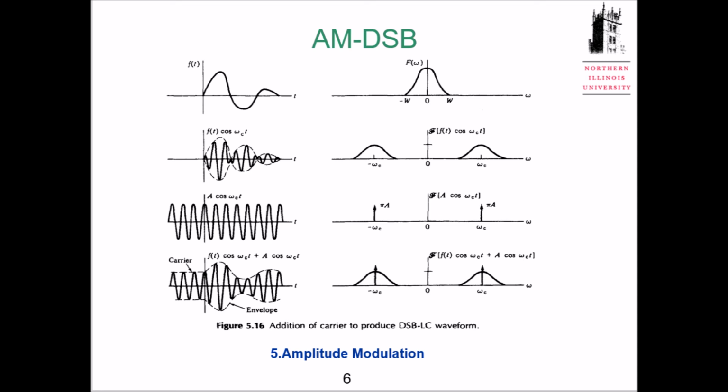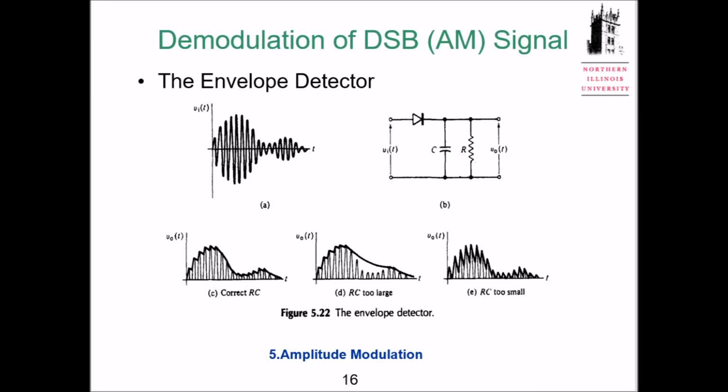Then we go back to talk about all the... Maybe next week I can talk about this. So for a double sideband, large carrier AM signal, something like this, we can use a very simple circuit. A diode, capacitor and resistor, and we get the information out. You don't even need power for it. So very, very simple.